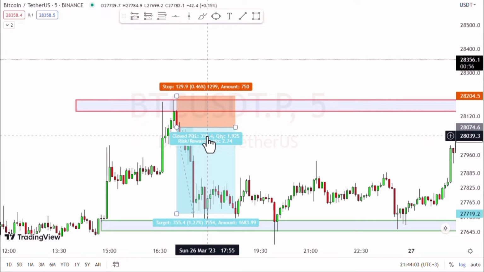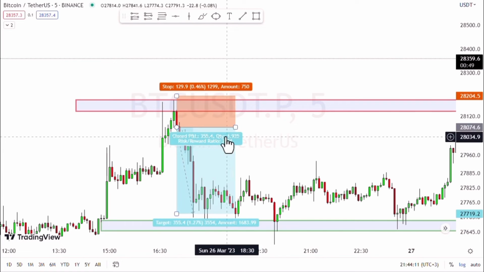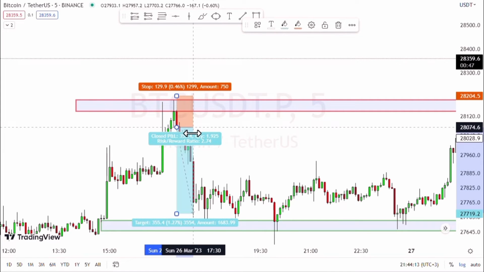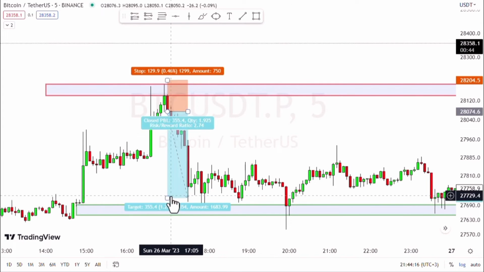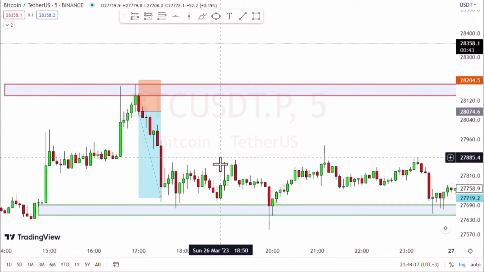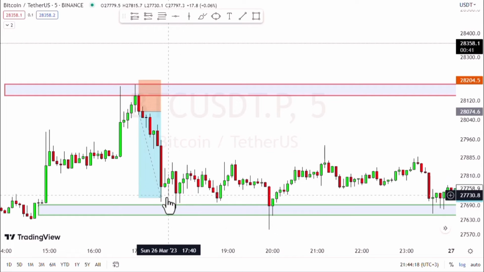So it hit our target point here. Then now it reached our support level. When should we go for a long trade? Here is the question. The fact is, although our trading strategy is not completed yet, with the knowledge that we have up to the moment, we have to wait for some confirmation. What is the confirmation that we have?